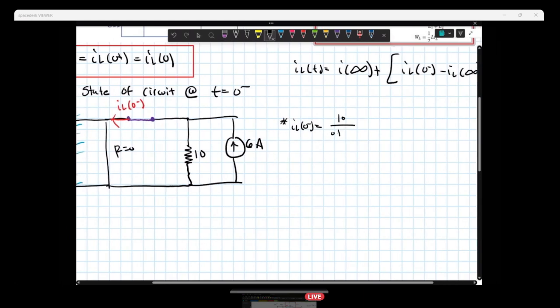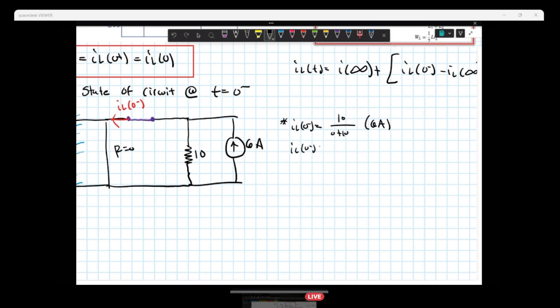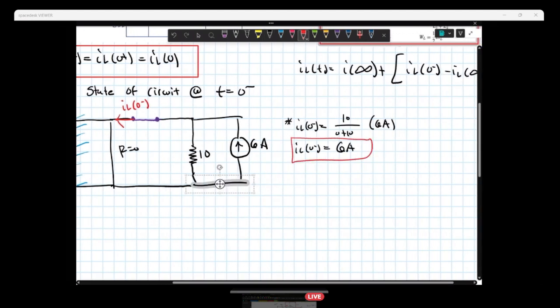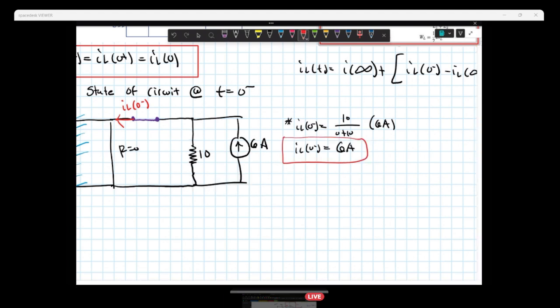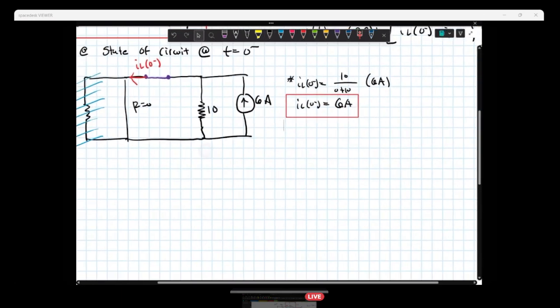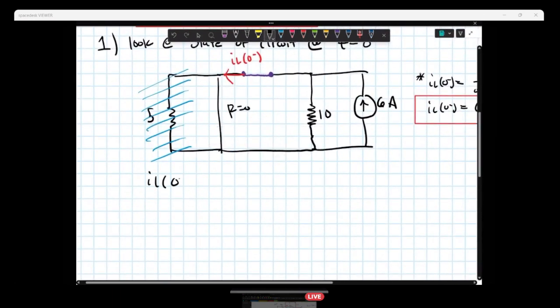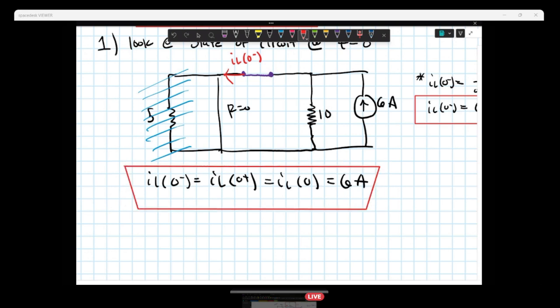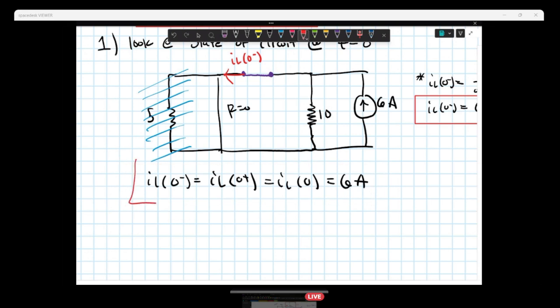So it's going to be 10, 0 plus 10 times 6a, which gives you 6. My bad. And then, because you know that, IL at 0 minus equals IL at 0 plus, which equals 6a. Now you know that, so you don't have to check for 0 plus. That's the difference of this problem. I don't have to check what it is at 0 plus, because I already know what it is. With a resistor, you do, because you don't know if it's going to fluctuate.